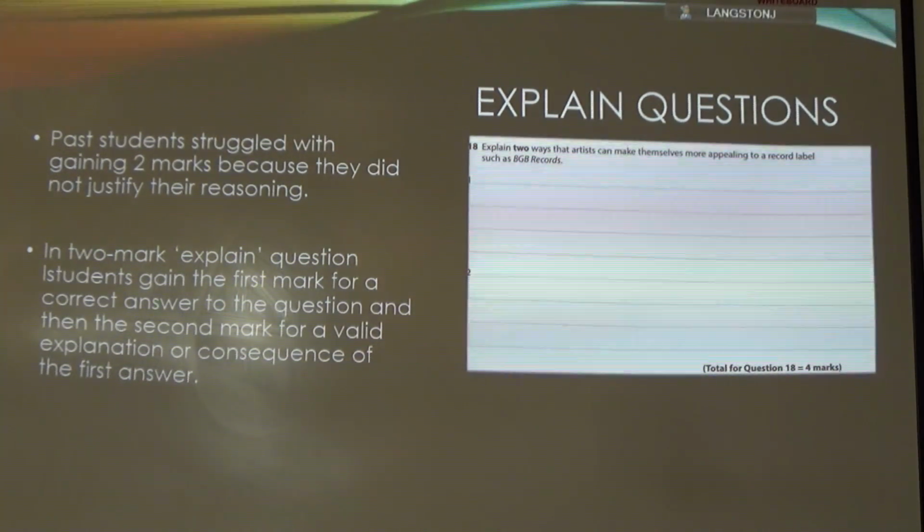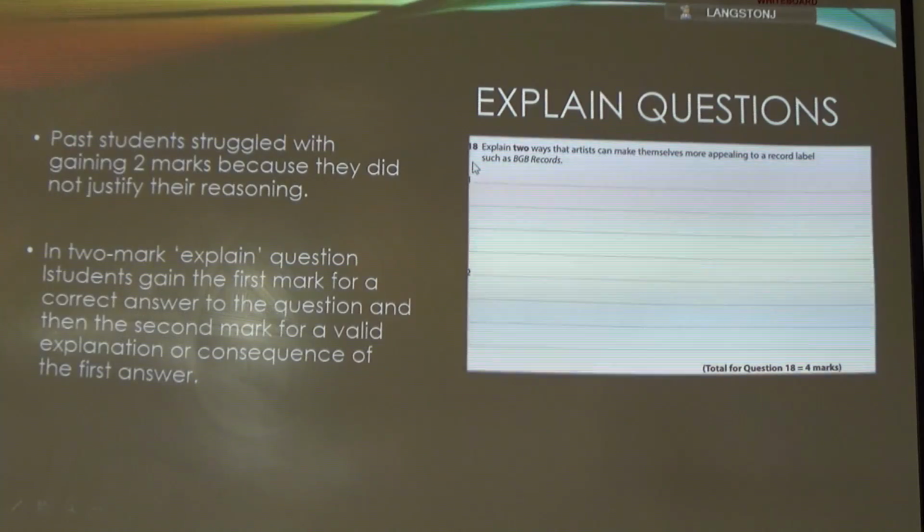You will have some explain questions in your exam. Explain questions are usually worth 2 marks, okay? And past students really struggled with gaining those 2 marks because they did not justify their reasoning. They did not give some sort of conclusion or explanation or consequence of their first answer, okay? So in 2-mark explain questions, students gain the first mark for the correct answer to the question and the second mark for a valid explanation or consequence of the first answer. Okay, so it's basically about you explaining that first point, okay?